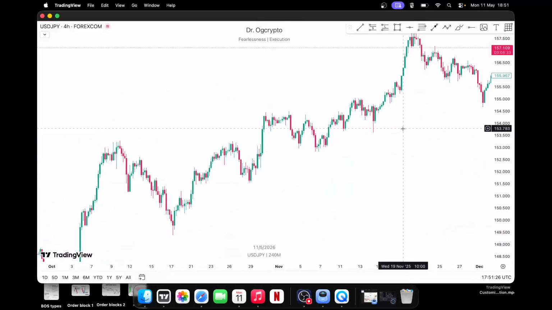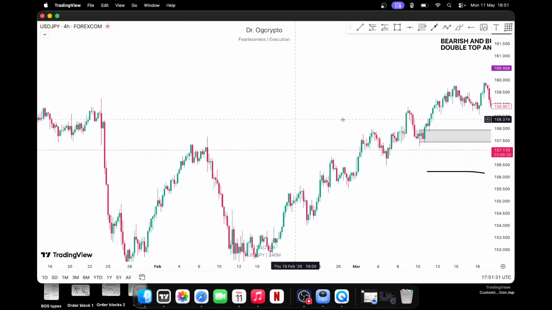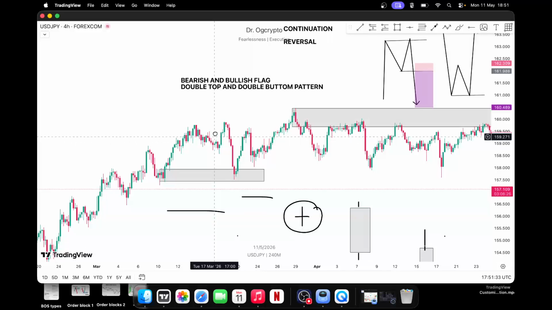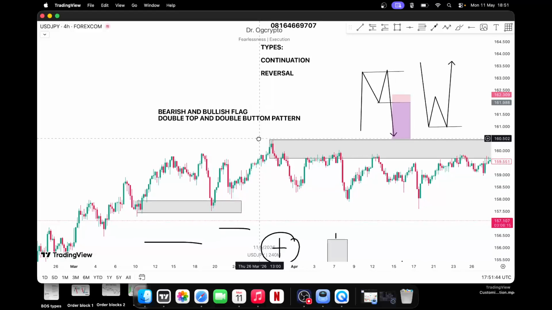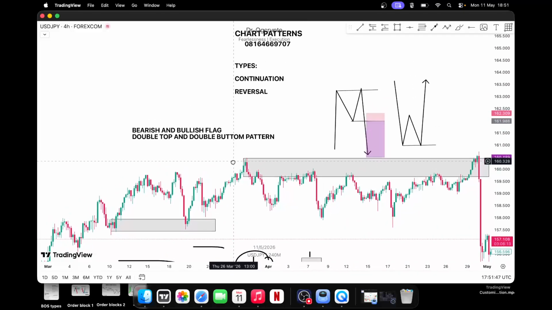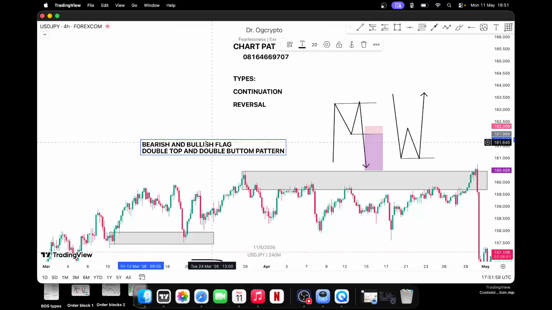From the neckline. So after that being said, let's move to the next part, the continuation pattern. The one I talked about, double top and double bottom, is an example of a reversal pattern. While an example of the continuation pattern is the bullish and bearish flag pattern.